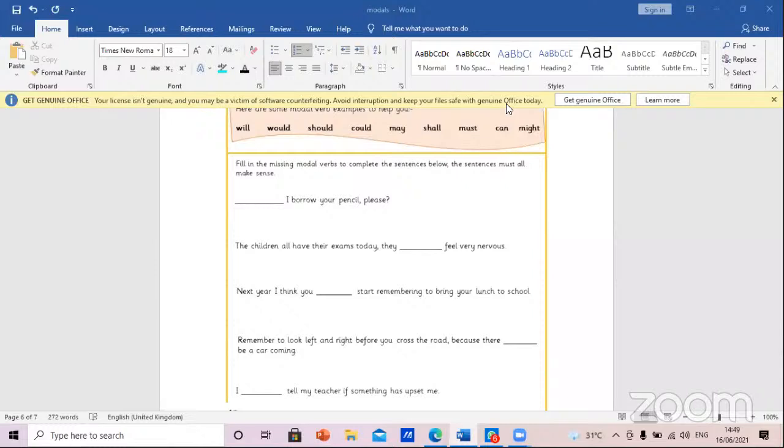Now stop sending me messages in the chat box. Just try this. This is the second one. The earlier one is finished now. Try this.